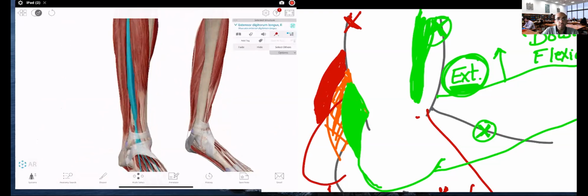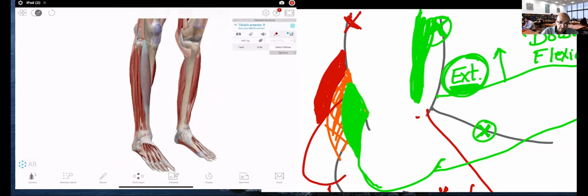Extensor digitorum. How would I differentiate this one from the one in the forearm? I will call the one in the leg, as it is longer. We're going to call it extensor digitorum longus. How about this one? I'm located in the anterior aspect of the leg.